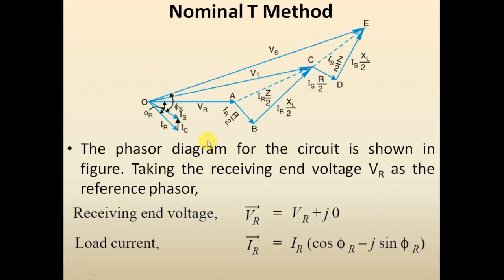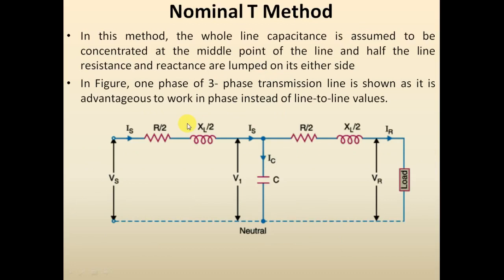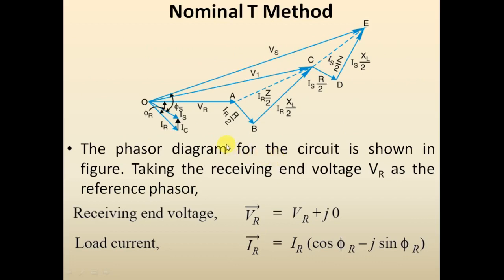So along with vector V1, we have to add Is into R by 2 and Is into XL by 2 to get the vector Vs. In order to draw these vectors Is into R by 2 and Is into XL by 2, we first need to fetch the vector Is. From the equivalent circuit diagram, it's clear that Is is actually the sum of vectors IR and IC. So first we need to draw the IC vector.